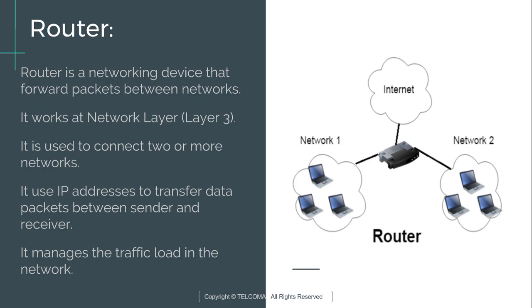It is used to connect two or more networks and it uses IP addresses to transfer data packets between sender and receiver. So it means a router works on the IP address of the devices. It manages the traffic load in the network. As shown in the diagram, the router connects the different networks together.